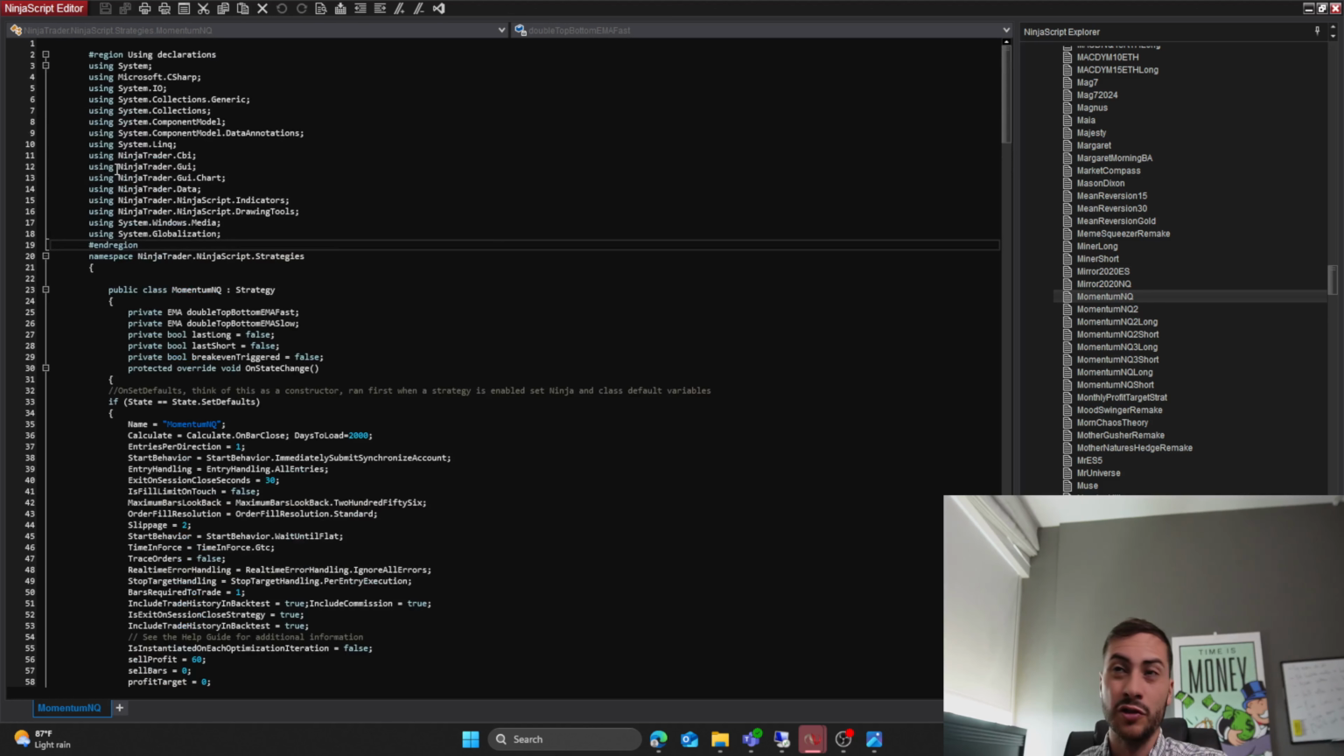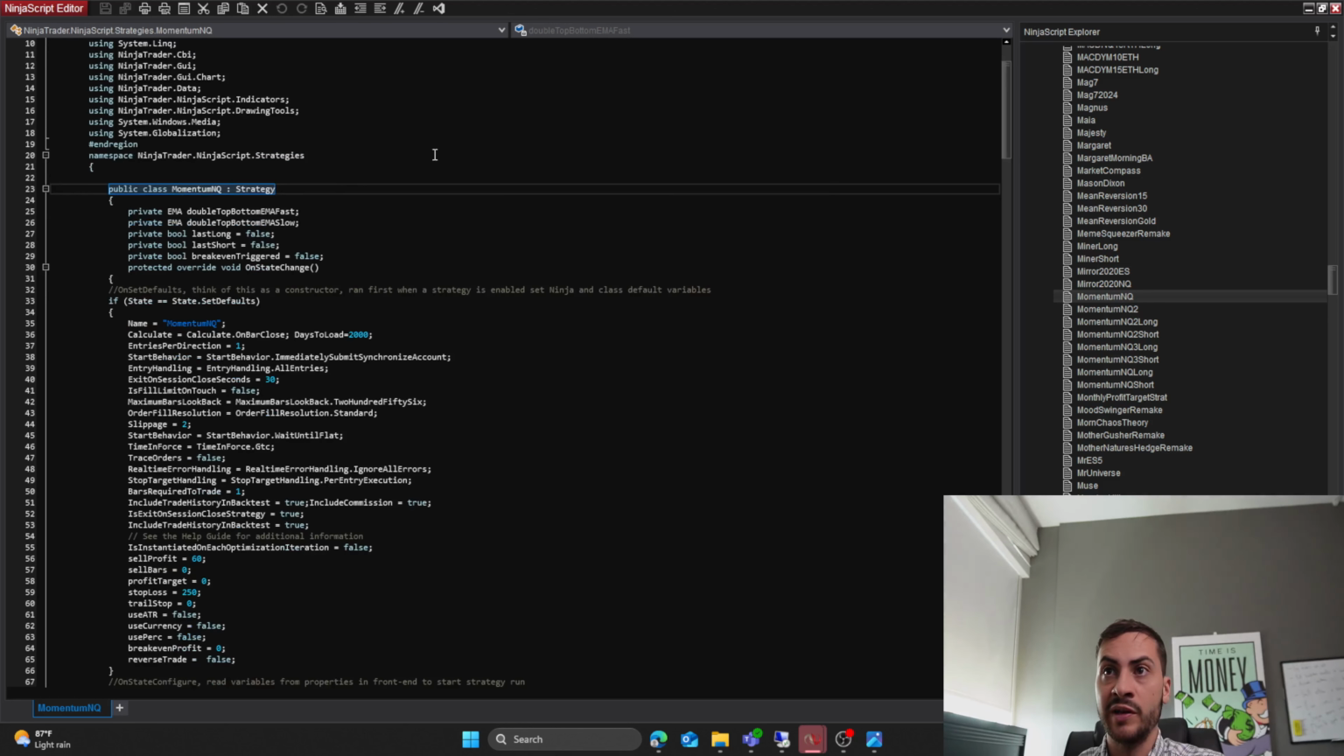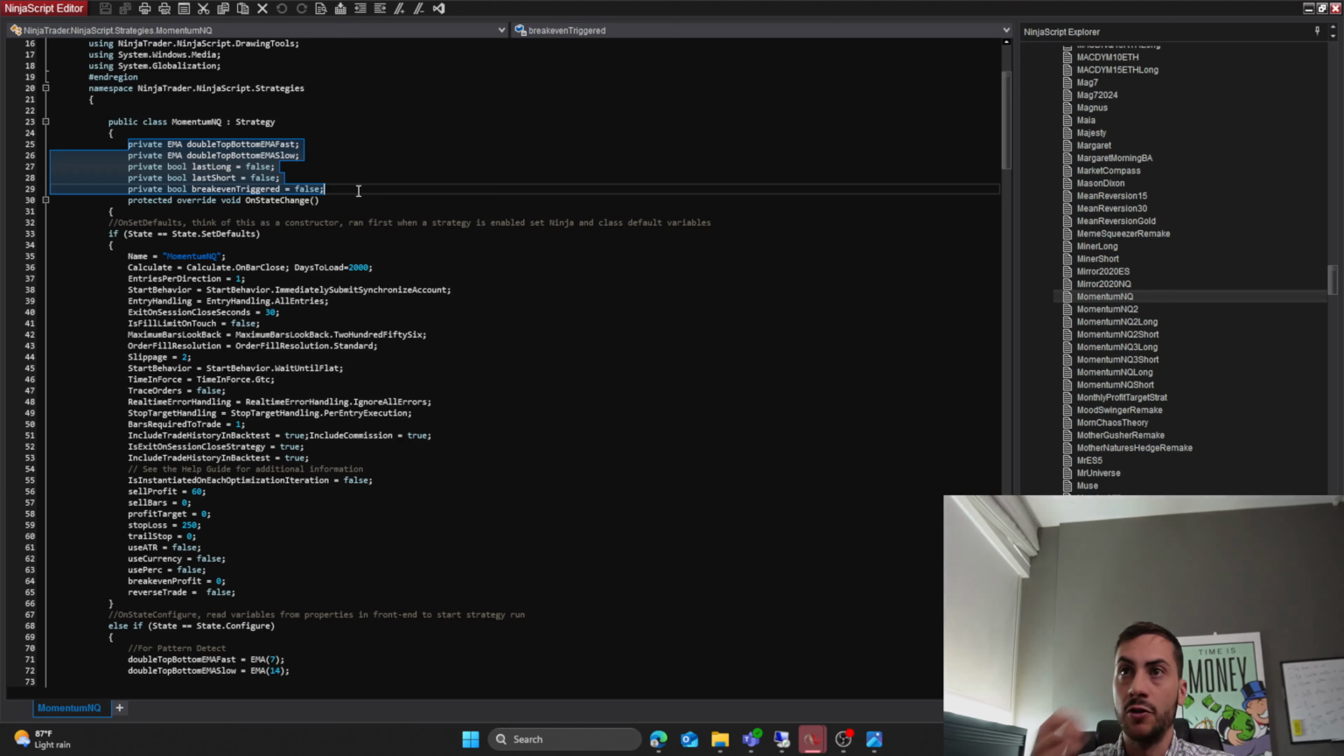So there's a lot of routines that you have to follow, like using the NinjaScript strategies namespace. It has to inherit from the strategy class. We call it MomentumNQ. Now, a lot of these variables are actually not being used, like last long, last short, break even triggered, EMA, and that's because I use software to generate strategies for me to test them quicker.